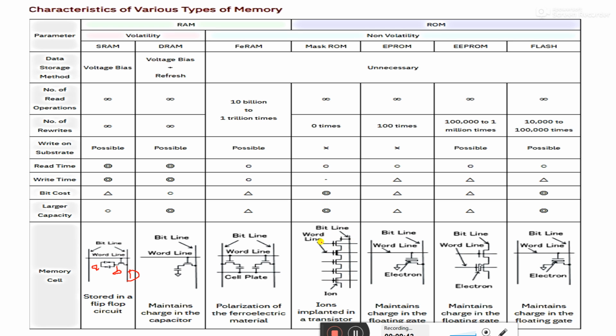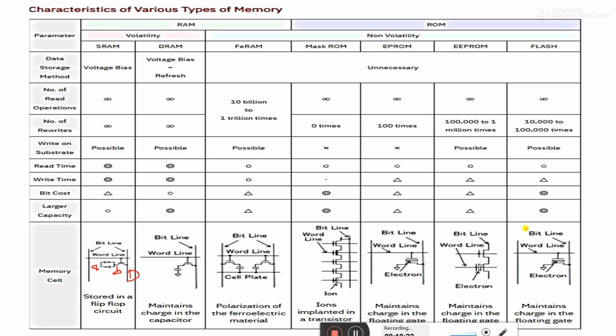This is the structure of mask ROM. Next is UV EEPROM. So this is an optically accessible ROM, and the number of rewrite times is 100 times. We can write something on it 100 times. In EEPROM we can write so many times, nearly 1 lakh to 1 million times. So it is nearly infinite as far as a product is concerned. So next is flash, where it can be written 10,000 to 1 lakh times.